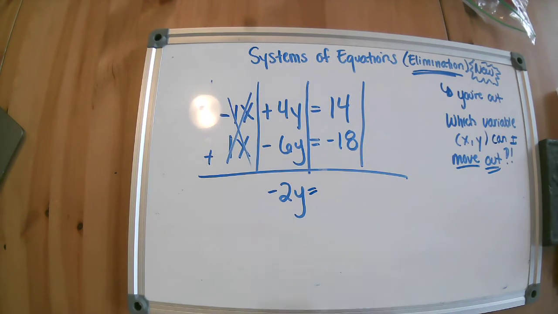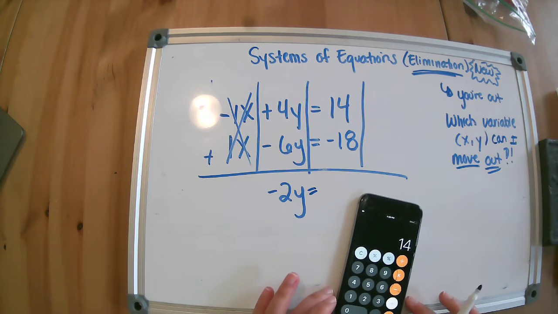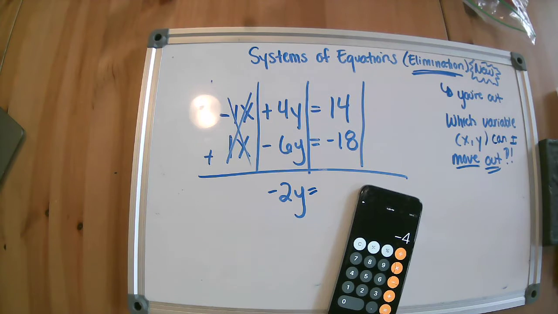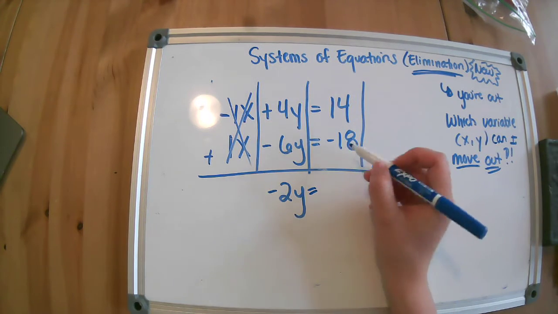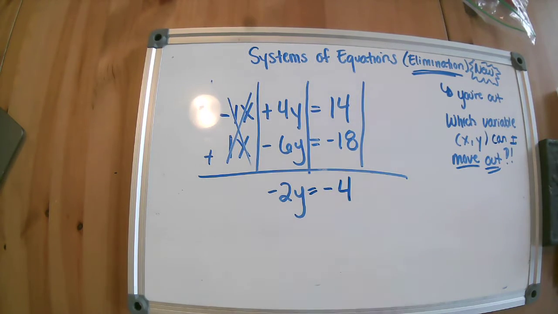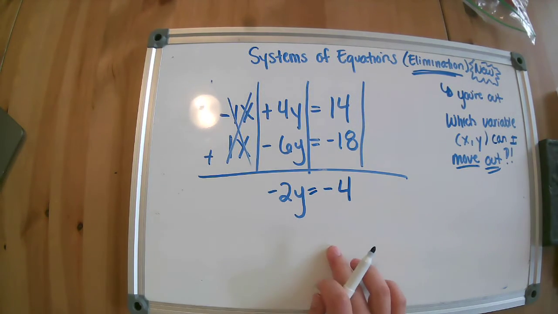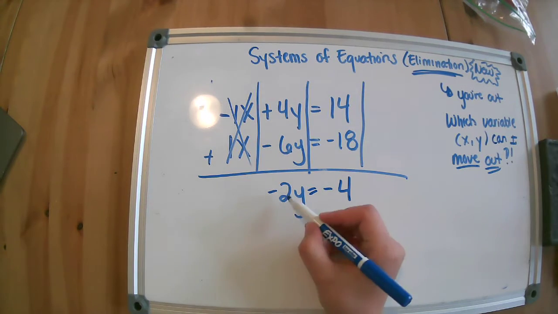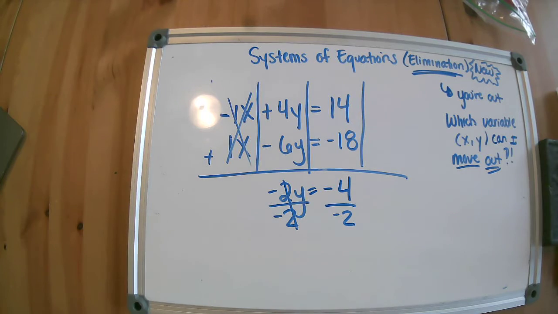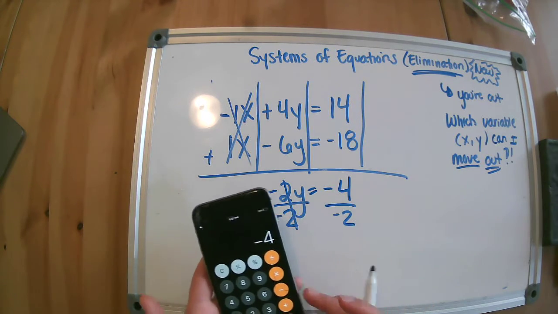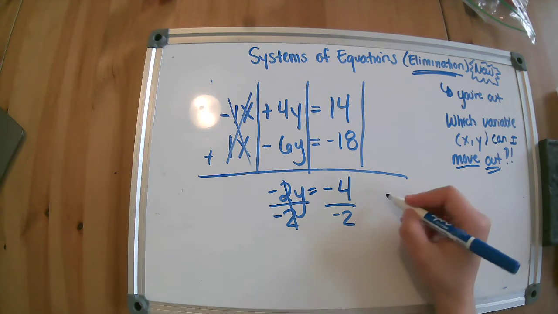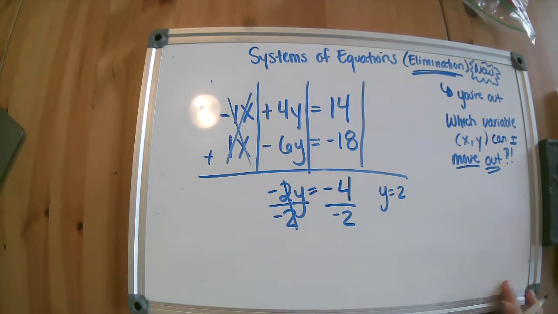So we have 14 plus negative 18, which gives me negative 4. So 14 plus negative 18 is negative 4. Now we're going to cancel out our numbers to get y by itself. So we're going to divide by negative 2 on both sides. So now we have negative 4 divided by negative 2, and we get positive 2. So y is equal to positive 2.